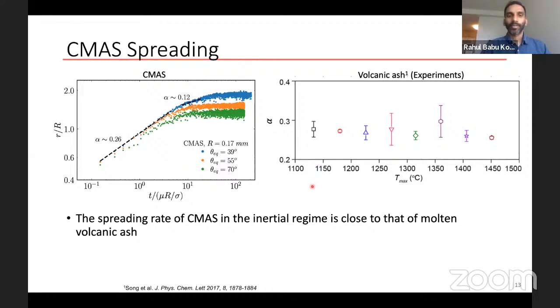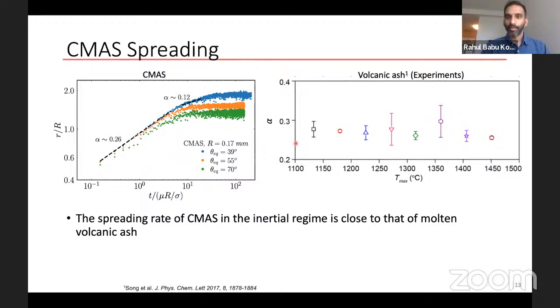Next, to see how we compare with the experiments, there is this really nice paper where they looked at volcanic ash from the volcano in Iceland. They did a similar experiment to the ARL experiment that I showed. They looked at spreading of volcanic ash at isothermal conditions, and they report the following slopes shown in the right figure here. These are only for the inertial regime.